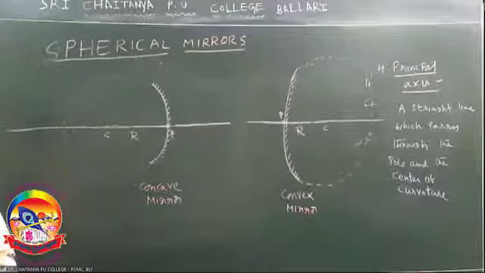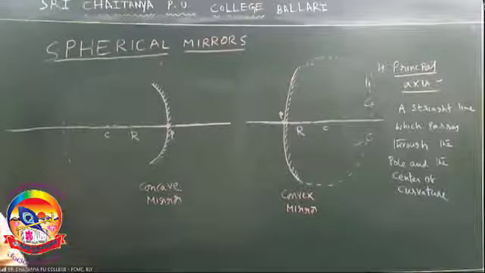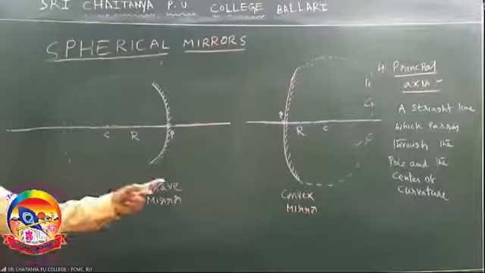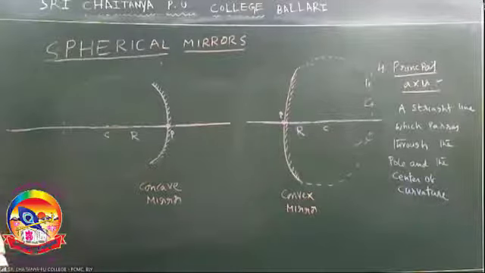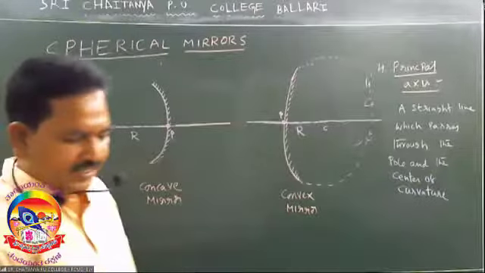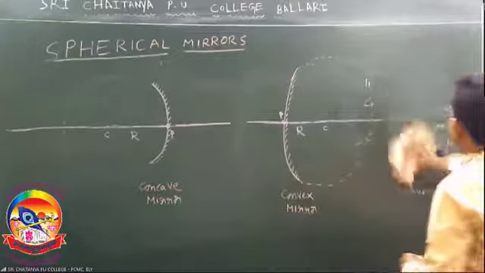So four definitions over in case of spherical mirror. The first one, pole of the mirror. The second one, the center of curvature. The third one, radius of curvature. The fourth one, the principal axis. In case of concave mirror, in case of convex mirror, simultaneously we are representing in the diagrams. Now let us consider the next one, the fifth one, the principal focus.